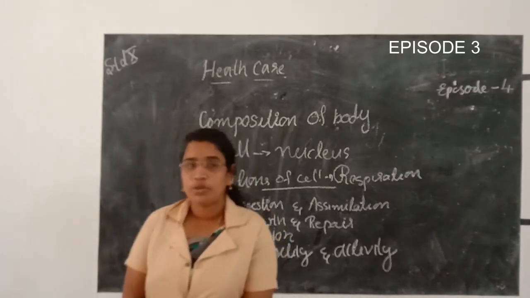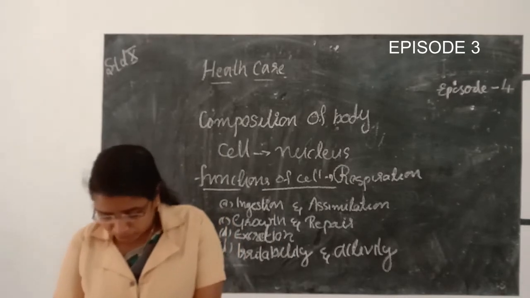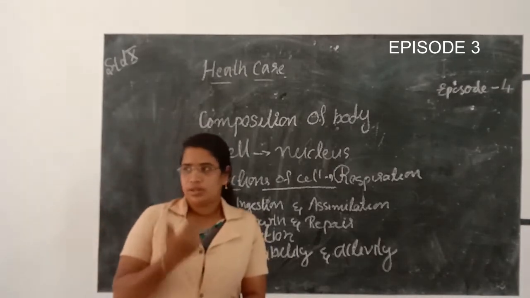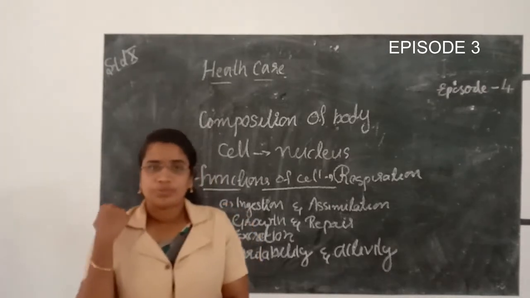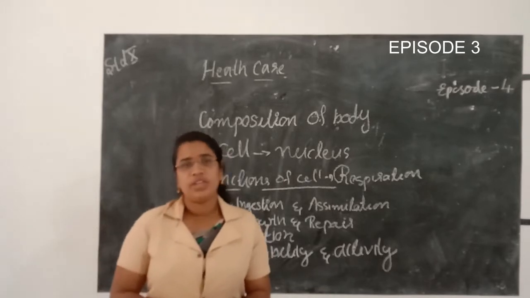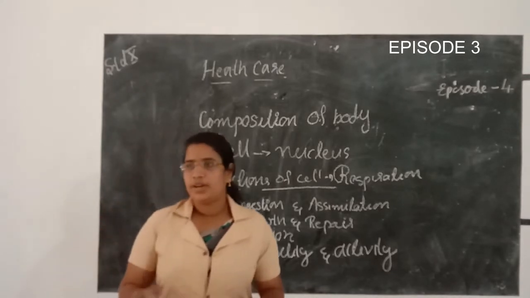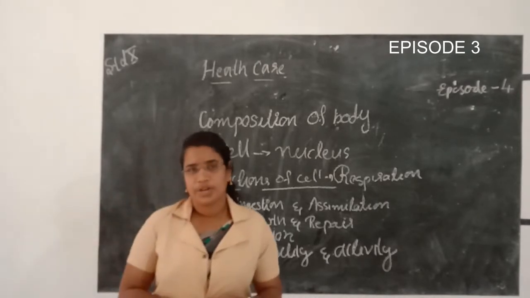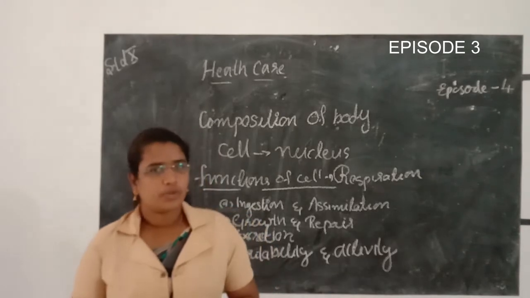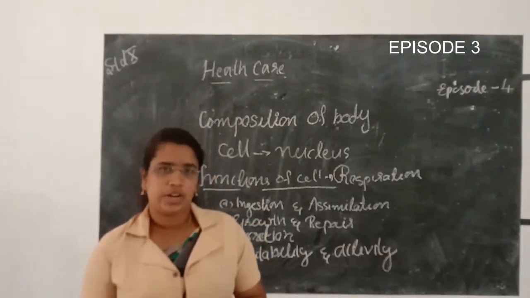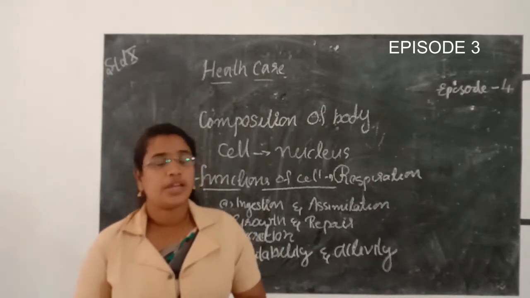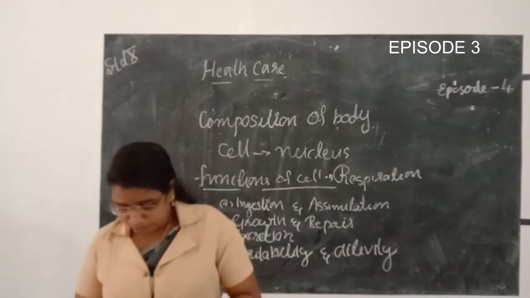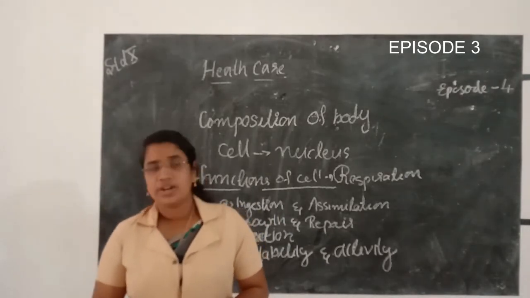Cells are able to receive stimulus. For example, stimulus causes muscle to contract or relax. If we touch fire, automatically we take our hand or any body part away from the fire or ice immediately. Why does this happen? This happens only because of muscle contraction. So body cells are able to receive stimulus. For example, stimulus causes a muscle to contract or relax.